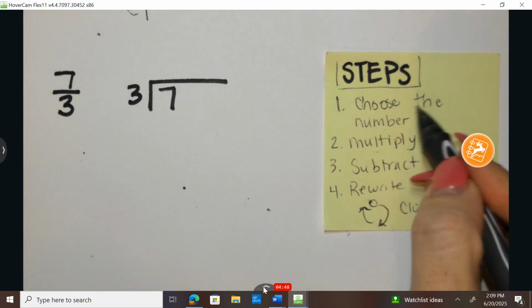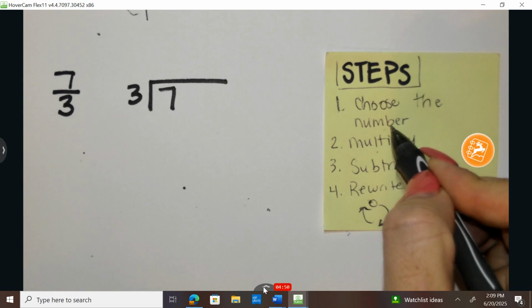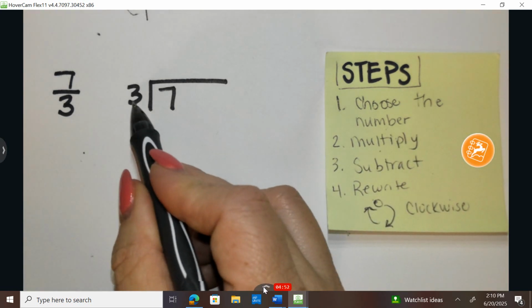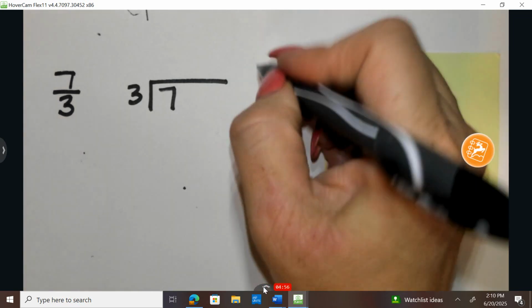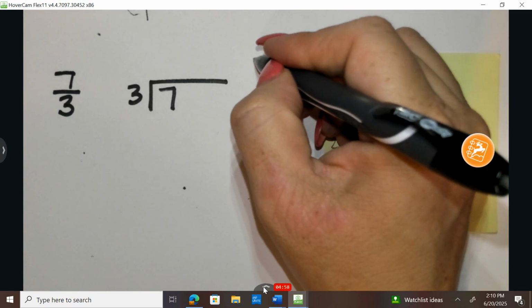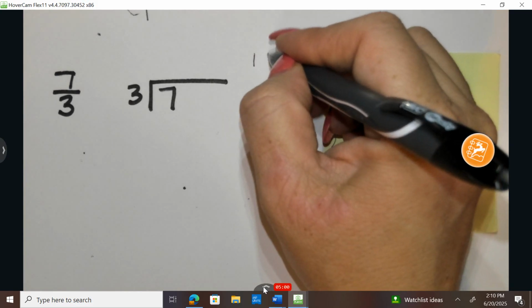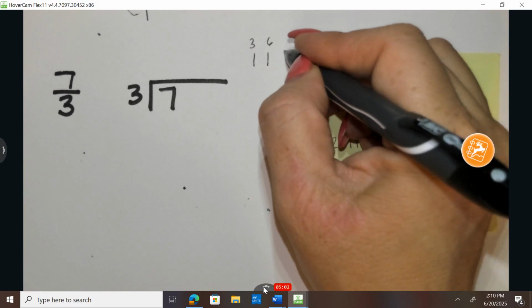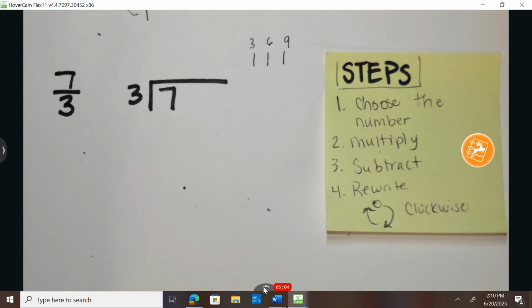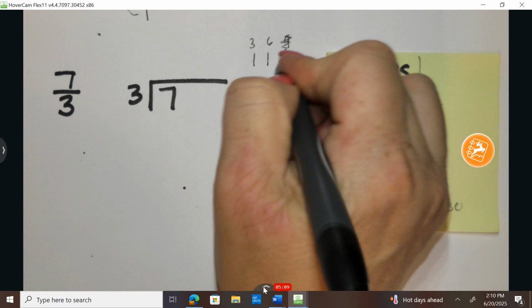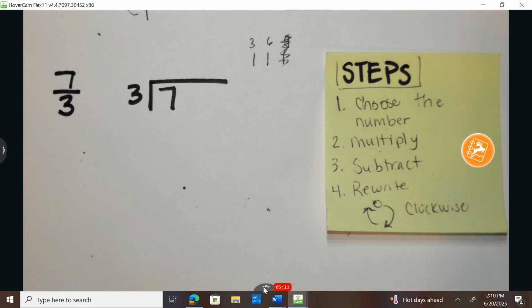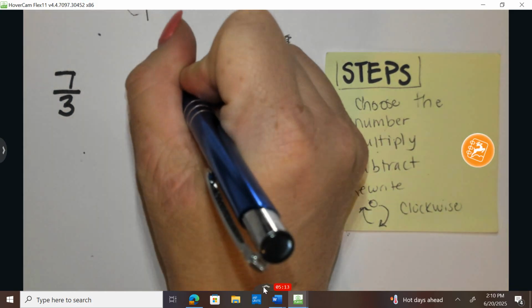Step 1, choose the number. What does that mean? I'm going to ask myself, how many groups of 3 can I fit into 7 without going over? I'm going to count by 3s off to the side. 3, 6, and maybe I need to write these for you. 3, 6, 9. I can't go up to 9 because we can see 9 would go past 7. So I can't do 3 groups, I can only do 2 groups. So I'm going to put a 2 up top.